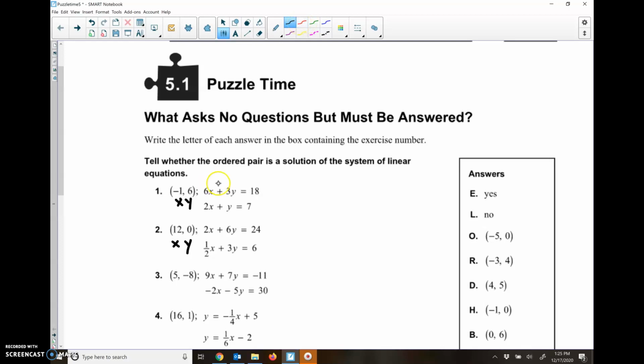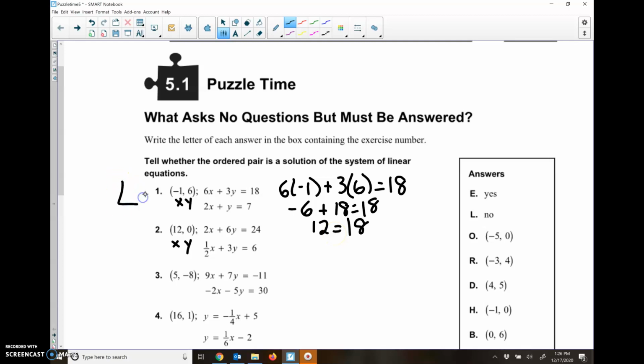So here, if we look at number 1, so 6 times x, and x here is -1, so 6 times -1, and then plus 3y, and y here is 6, and the book thinks that that is 18. So if I do some math here, 6 times -1 is -6, plus 18 equals 18, and that ends up being not true because -6 plus 18 is 12. 12 does not equal 18, so we're going to put an L here for no. That is not the same.